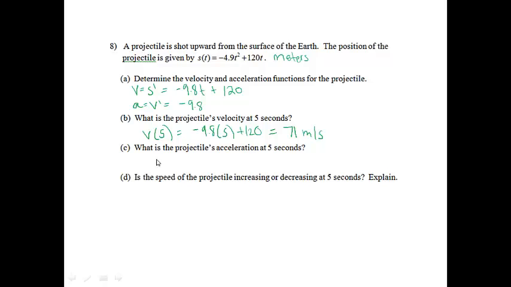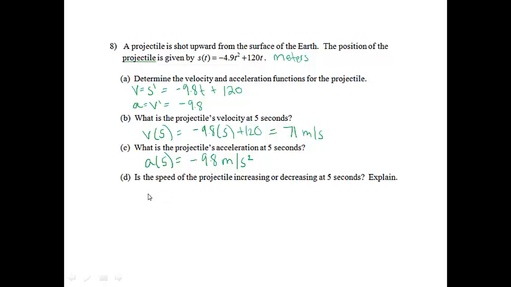Okay, what is the projectile's acceleration at 5 seconds? So this time I'm looking for the acceleration at 5. So if I go into my acceleration formula and plug in 5, there is no place to plug in 5. So no matter what, my acceleration is going to be negative 9.8. And since it's how fast the velocity is changing, it's actually going to be meters per second squared for the units.